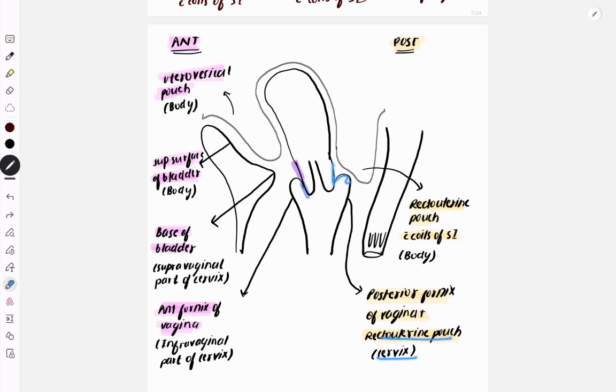The cervix will be related to the posterior fornix of vagina as well as the recto-uterine pouch again. So if this is the cervix, it will be related to the recto-uterine pouch as well as to the posterior fornix of vagina. So the anterior part will be related to the anterior fornix of vagina and the posterior part will be related to the posterior fornix of vagina.